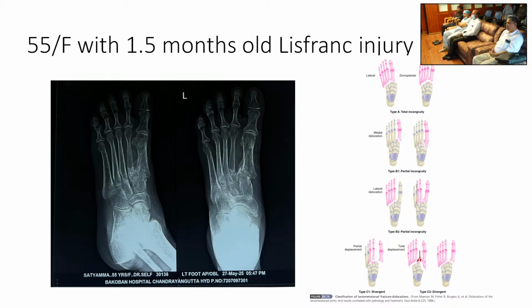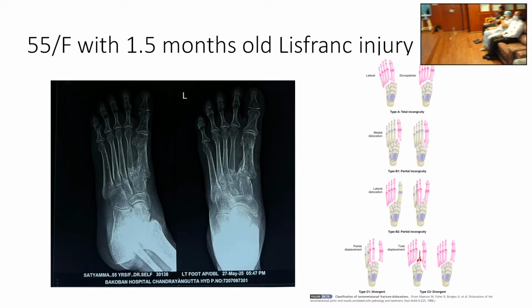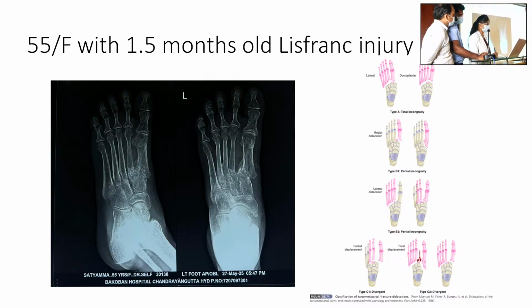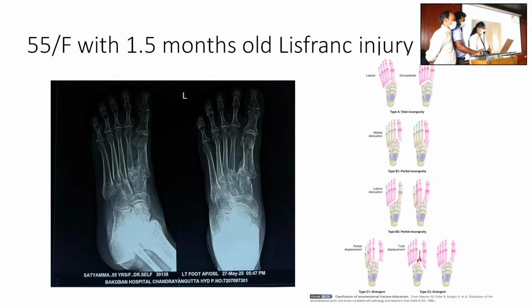55 years old female with 6 weeks old Lisfranc injury of left foot, sir. Is this a fresh one? 6 weeks old. 6 months? 1.5 months. No problem. Instead of saying 1.5 months, ideal would be 6 weeks, because our minds are trained like that. We count months, not the years. If it is so many months, then months. If it is less than 3 months, weeks would be a better understanding.